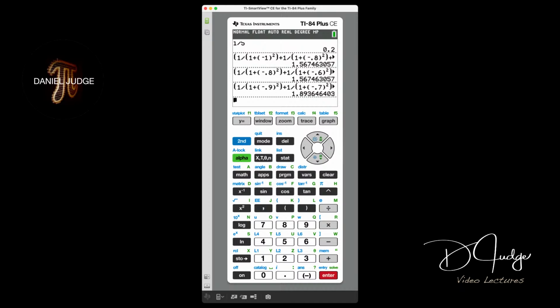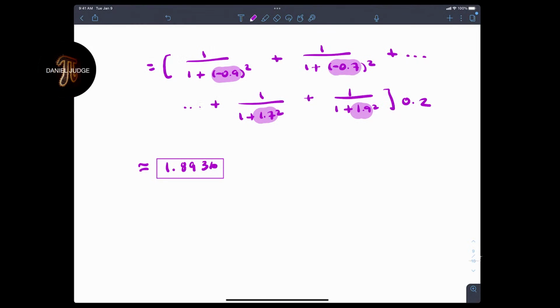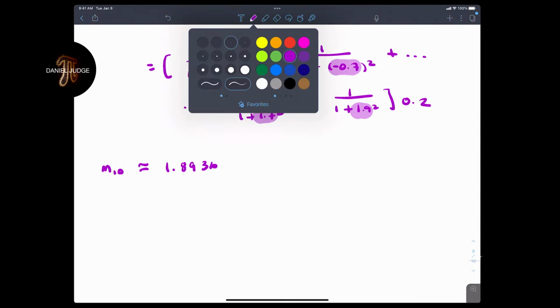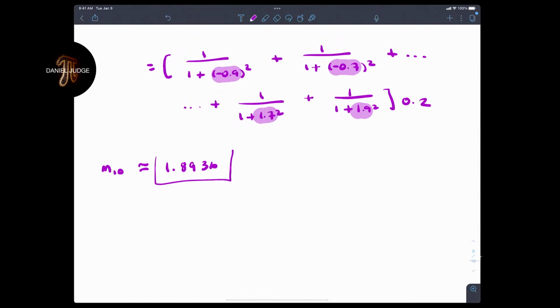1, 2, 3, 4 endpoints. 1.8936, I guess. This is the final answer. And this should be M10, so it's kind of interesting. It's interesting what we got for L10 and R10.